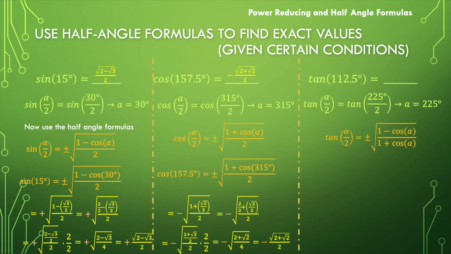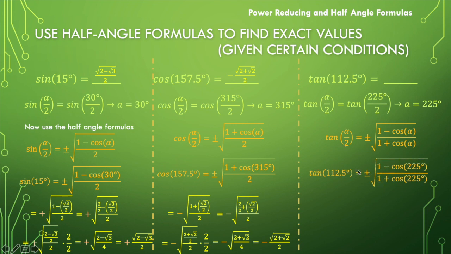Let's use our formula. This formula is tangent of alpha over 2 is equal to plus or minus the square root of 1 minus the cosine of alpha over 1 plus the cosine of alpha. Okay, so we're going to replace all of our alphas with 225 degrees. And we would then simplify this to be 112.5 degrees.